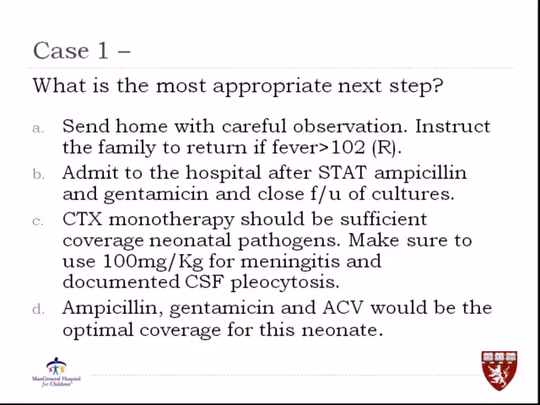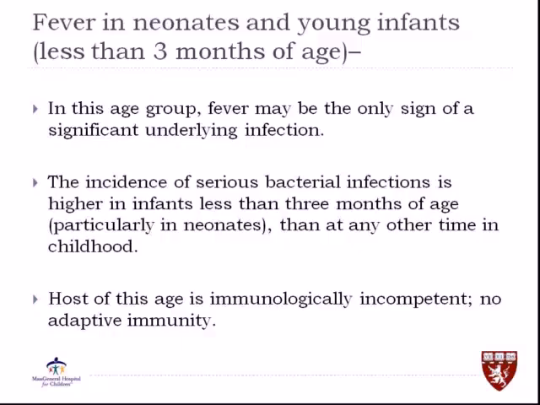C, ceftriaxone monotherapy should be sufficient in this age group for neonatal pathogens, and make sure to use meningitic doses. We've documented CSF pleocytosis, so 100 per kilo would be the dose to use. And then D, use acyclovir, gentamicin, and ampicillin. ACV is acyclovir, and that would be the optimal coverage for this particular neonate.